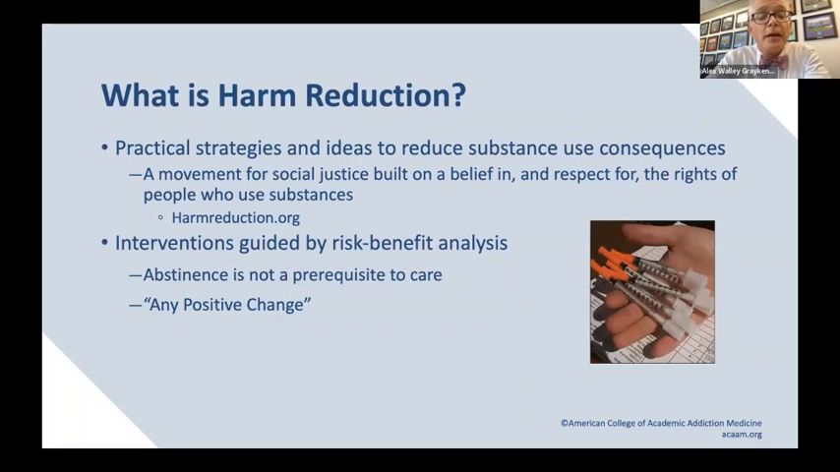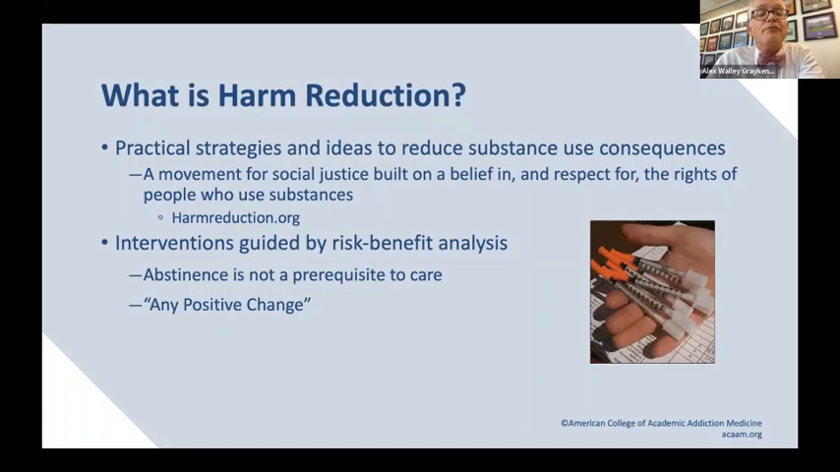So I think harm reduction is an appropriate topic for today. I'm no expert, but I'm somebody who has been practicing and learning for a long time now. And it's become particularly important in the work that I do as an addiction medicine physician. So what is harm reduction? It's practical strategies and ideas to reduce substance use consequences. That's really the simple, and it is as simple as that. It's trying to reduce harm.